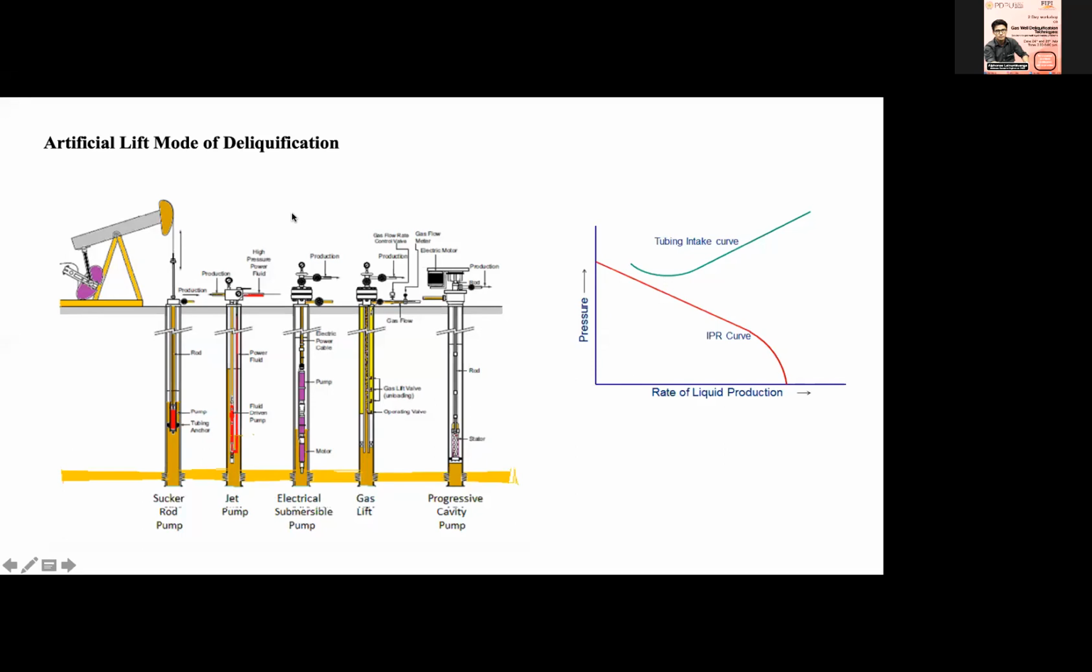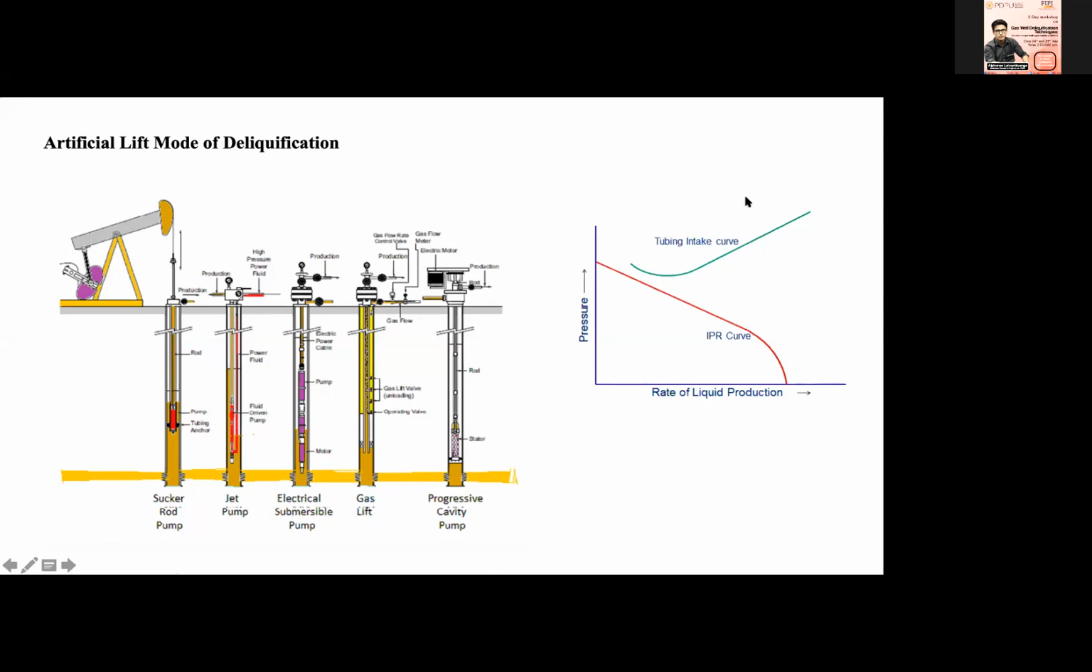In this, you have different techniques, different lift modes. You have the sucker rod pump, which is also called the beam pumping type, and you have the jet pump, you have the electric submersible pump, ESP, you have gas lift, and you have the PCP, progressive cavity pump. Other than this, you also have the plunger lift, which we will be talking about next.